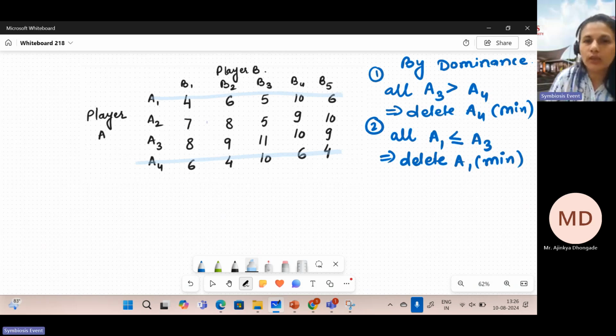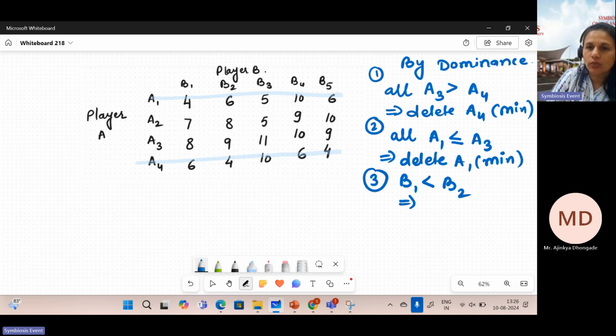If I compare A2 and A3, I cannot satisfy this row dominance rule. The reason behind this is not justified. So now I need to go for column wise. Third, I'll go for the column. Let's say I'm comparing B1 and B2. 8 is greater than 7, 9 is greater than 8. So B2 is coming greater. What it means is delete the bigger one, because it's for player B. Delete B2. So this is gone.